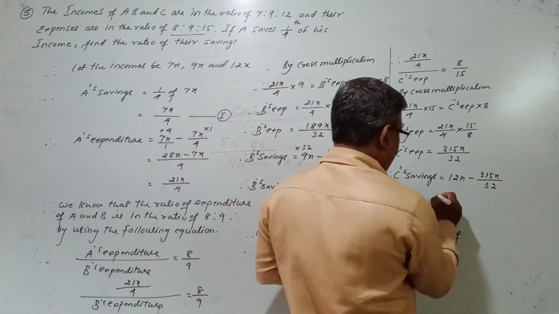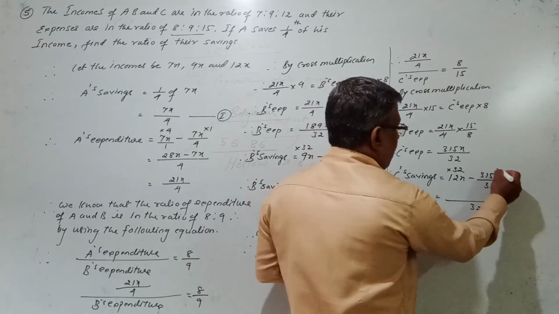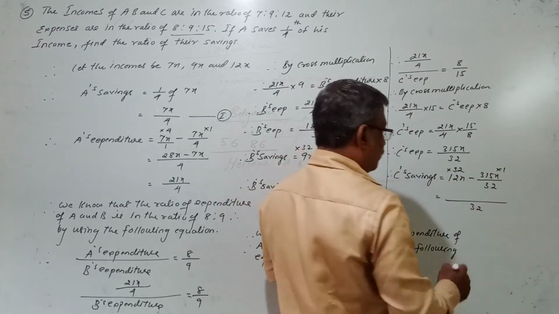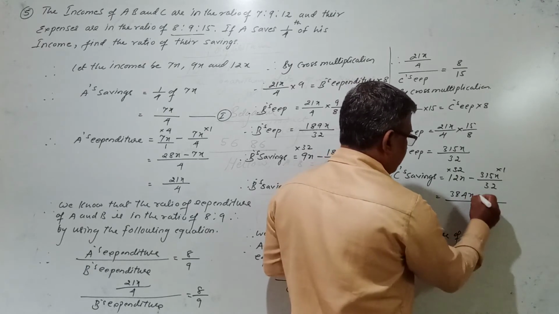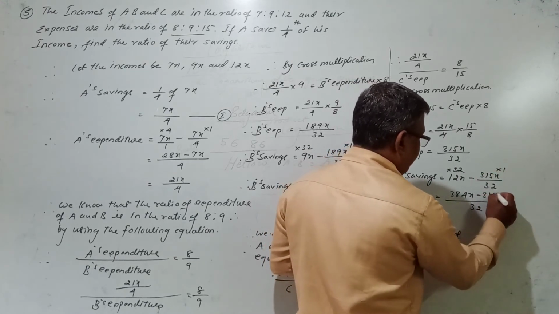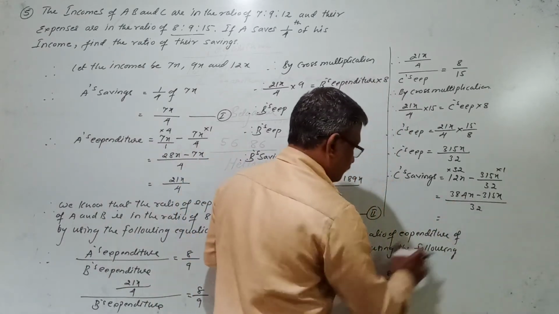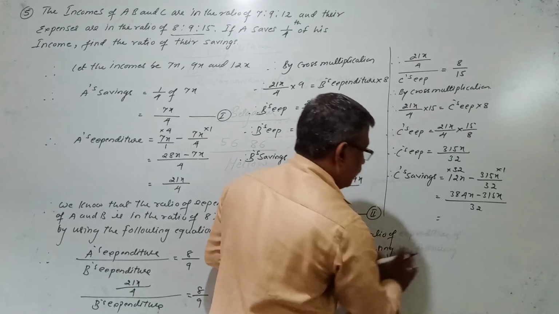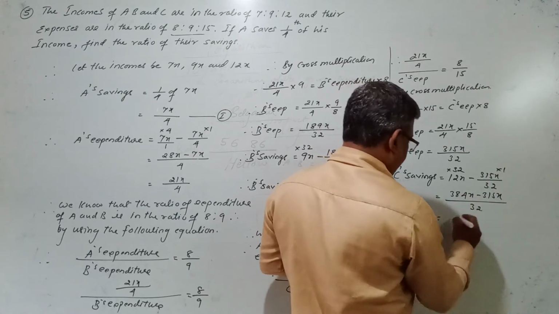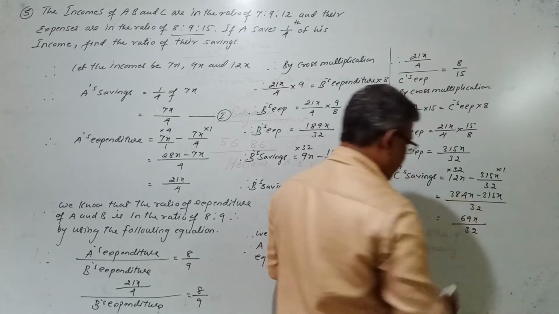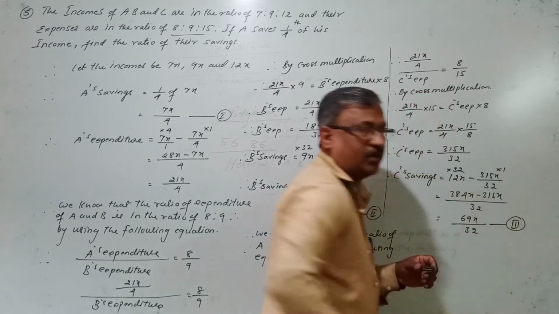So minus that by calculating the LCM. Take LCM as 32 and do the cross multiplication. Multiply here by 32 and here by 1. So multiply 12x into 32, you get 384x minus 315x into 1, you get 315x divided by 32. So 384x minus 315x, you get 69x divided by 32. So 69x divided by 32 is C's savings. I'll call this my third equation.